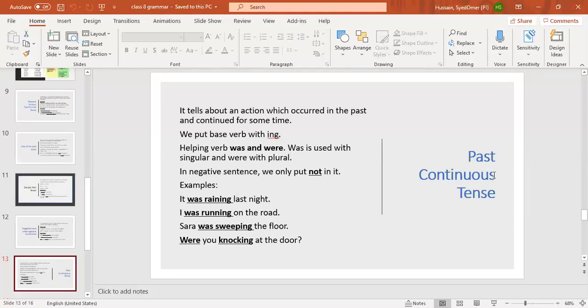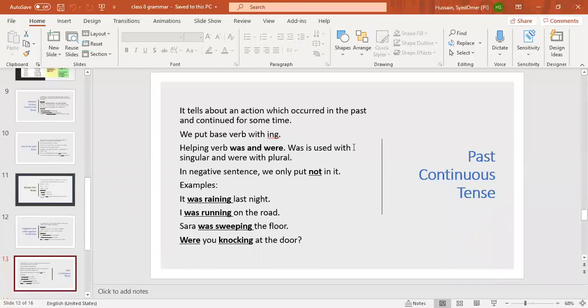In continuous tense, in present continuous, as I've told you, it is, am. In past continuous, it is was, were. Only change comes in the helping verb. Present continuous is, am. Past continuous was, were. You can make a table in your rough copy and you can note down the important points so you can remember the difference.